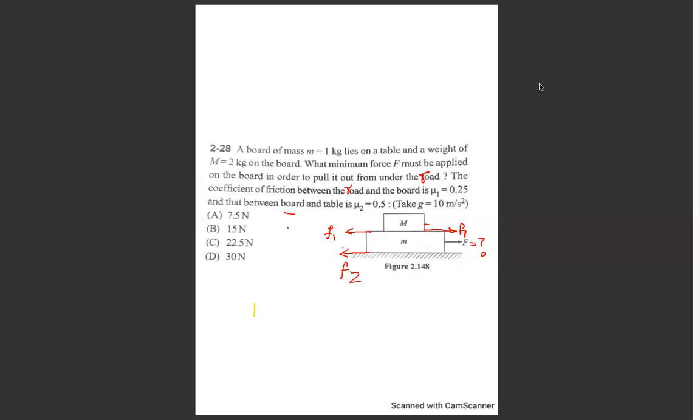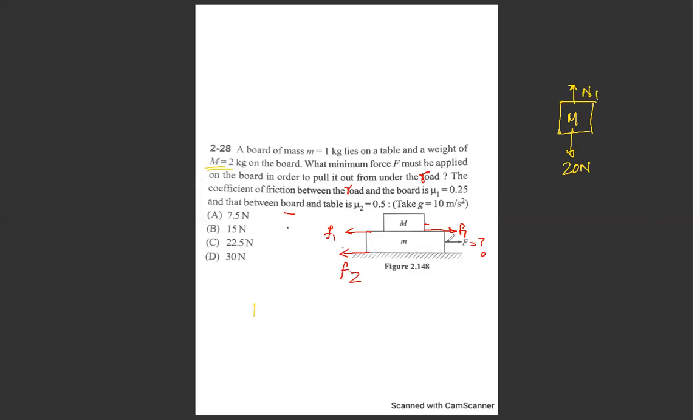This should always be the first step, that we draw the free body diagram of the block, and that block is capital M. Let's draw the free body diagram of this capital block M. It has a weight of 20 Newton, whose mass is given as 2 kg. Then we have the normal reaction, let it be N1.